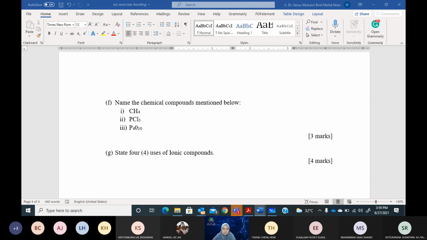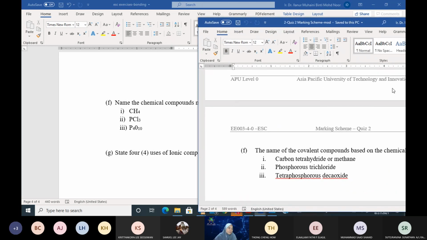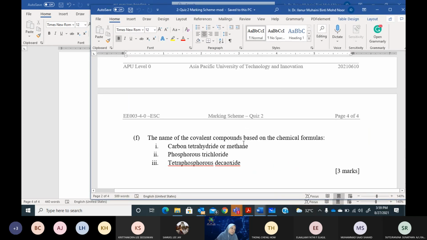Carbon tetrahydride is the real name. If you don't know, just Google because your online exam you can Google, right? Carbon tetrahydride or methane. Only 1 mark for this. If you don't want, you skip. 3 marks for 3 answers.